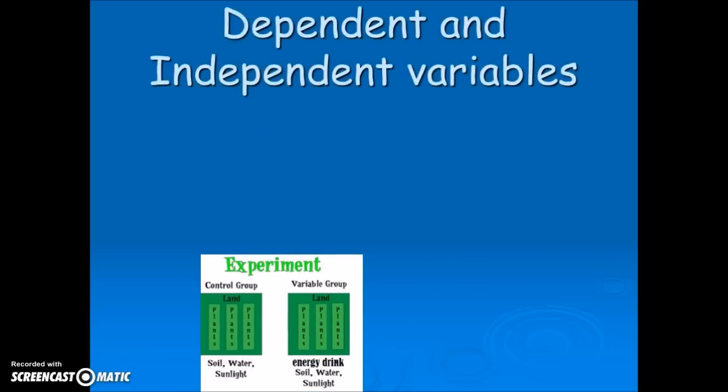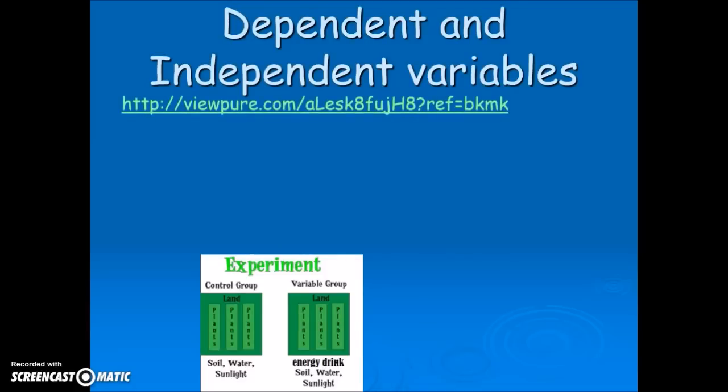So when talking about experiments, there's the control and the variable, and you have the dependent and the independent variables. So watch this short little clip about an experiment with two plants, and the control is soil, water, sunlight in the plant, and the variable group is the soil, water, sunlight, same plant, but then energy drink is added. So go ahead and watch the video.